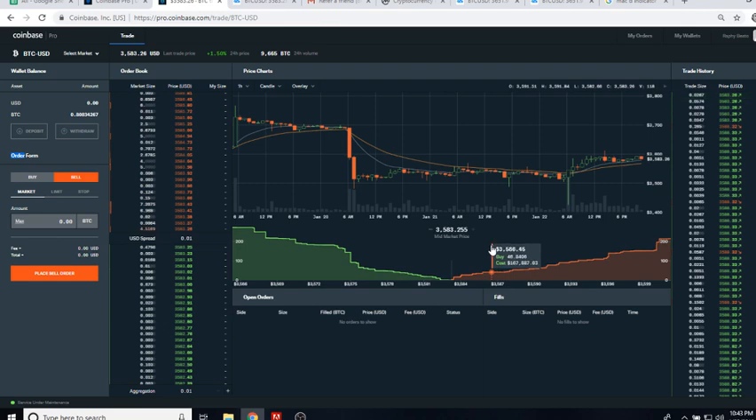Another thing I use here is the depth chart. When you look at these, this is basically all the buy orders and all the sell orders. So right now, I can see that there's a gap here. So I would assume that this will get filled and the price will probably go back down to 35.82 and then probably go back up again. That's basically all I use to trade.